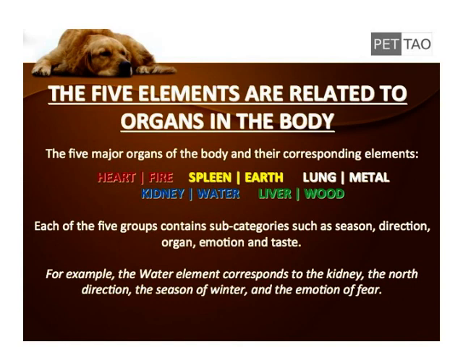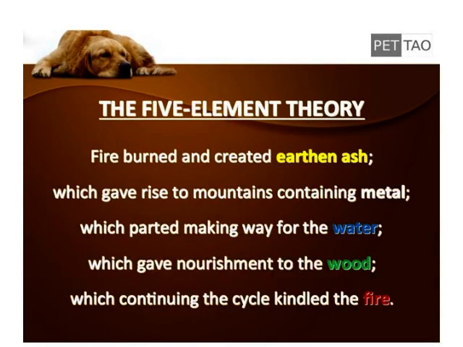So if we dig a little bit deeper and get a little bit more philosophical, fire burns and creates ash. Over time, ash creates mountains that contain metal. Metal parted the mountains, giving rise to water, and water contributed to the growth of trees, and trees were the kindling for the resurgence of fire. It's a continual cycle, the 5-element theory.